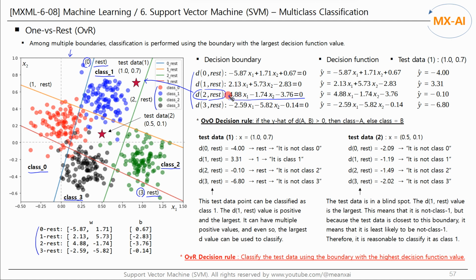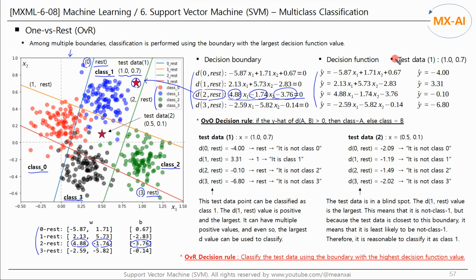W1 is positive 4.88, and W2 is negative 1.74. And the intercept B is negative 3.76. The decision functions of these boundaries are as follows. A test data point is located at (1.0, 0.7).